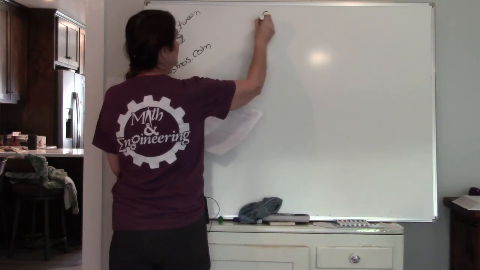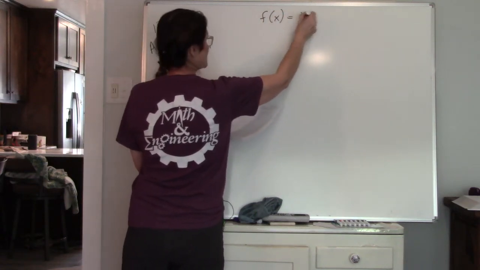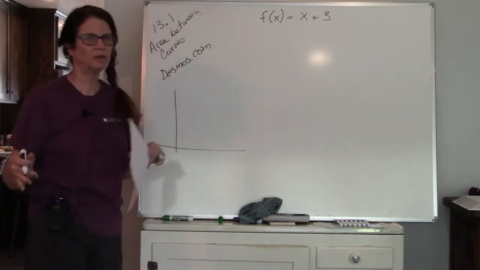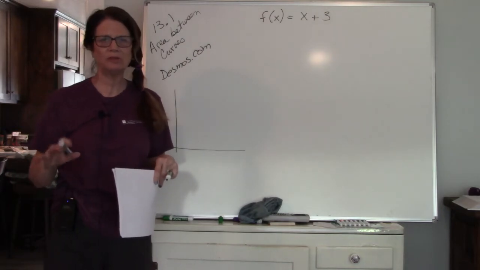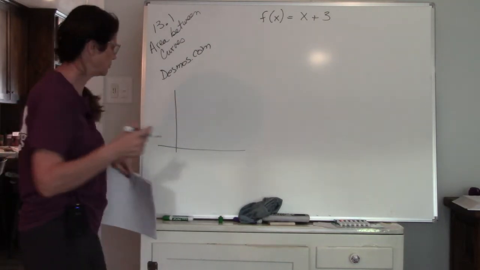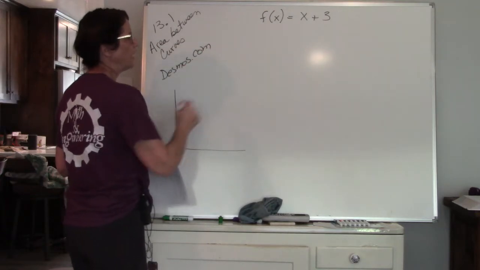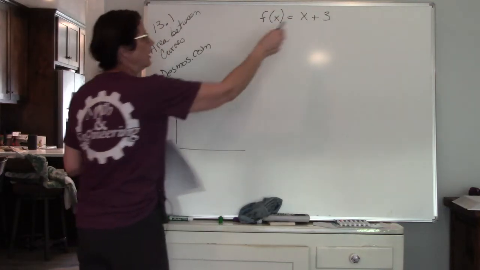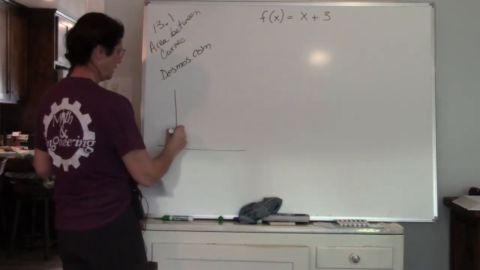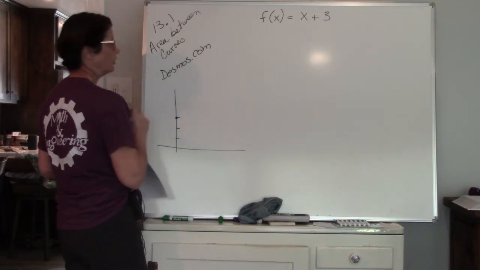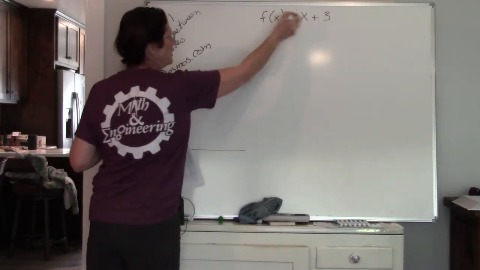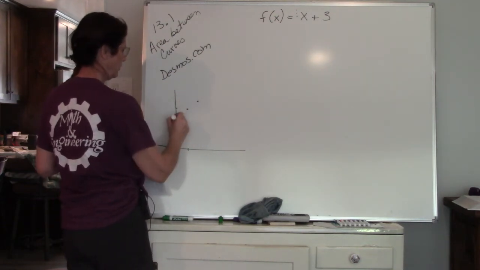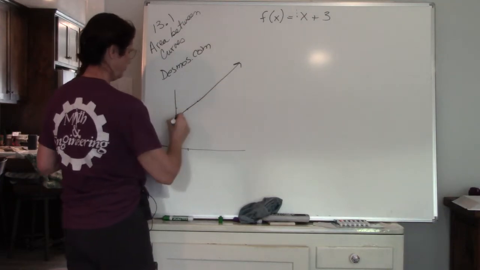Our f function is x plus 3. If you are good at graphing and you just want to do a sketch of the graph, you are more than welcome to do that instead of using a graphing calculator or Desmos.com. This is a line. I know it's a linear equation because I have x to the first power and I have my y value. I also know that it crosses at the y value of 3. So there's my 3. My slope is 1, which means I go up 1 and over 1, up 1 and over 1. So there is my f function.